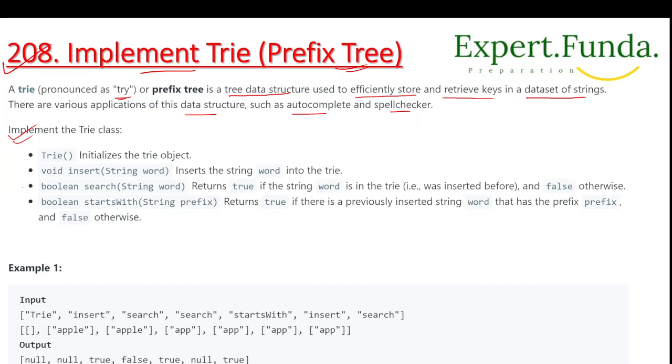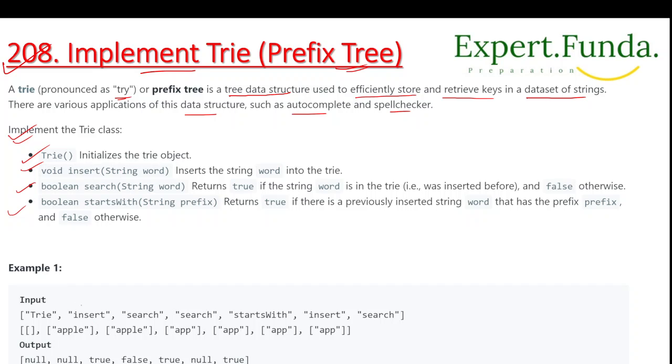Okay, so let's implement this Trie. Trie class, and how we'll do that. There are some functionalities given. Trie is given as an object to initialize, as a default constructor. The methods are insert, search, and startsWith. These are the methods we have been given.